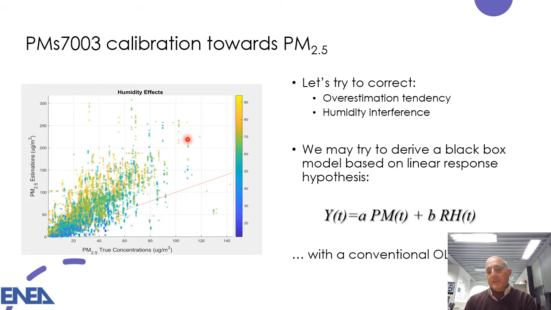Let's try to correct this tendency with a very simple black box, which is a multilinear regressor, in which the concentration that we want to estimate is a function of two parameters, A and B, that multiply the raw estimation of particulate matter expressed by the sensor and the relative humidity readings, which should be provided by another sensor targeted only at relative humidity. So we start from this source of information, the raw estimate of the 2.5 fraction of particulate matter concentration and the amount of relative humidity present in the atmosphere when the sensor performs its estimation. And we try to solve this with a conventional ordinary least squares method.